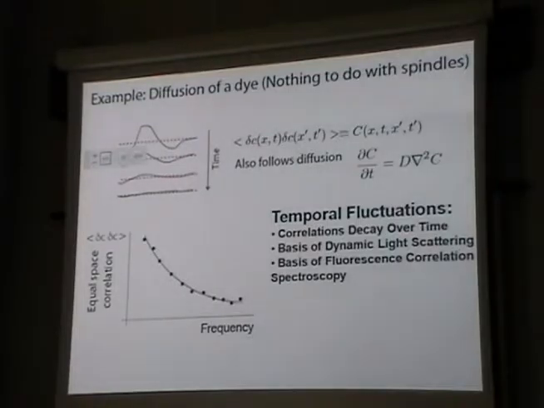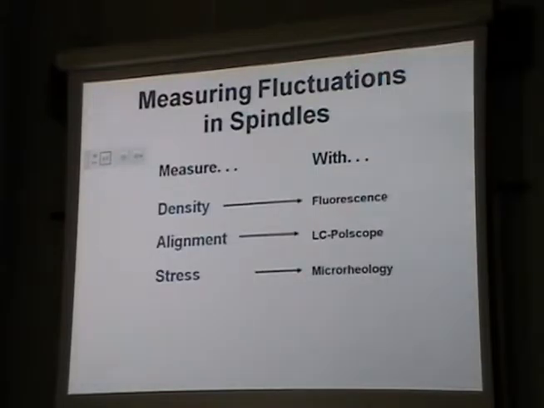So this suggests that one thing one could do is experimentally measure the spatial temporal correlation functions of all of the relevant fields in the spindle and see if they agree with the theory or not. Right? And so we can measure these different fluctuations with different types of techniques. We can measure density fluctuations in the spindle with fluorescence microscopy. We can measure orientational fluctuations, so fluctuations in the director, with quantitative polarized light microscopy. And we can measure stress fluctuations with microrheology. And the idea is that we're going to do all this and see if they agree with predictions from the theory.